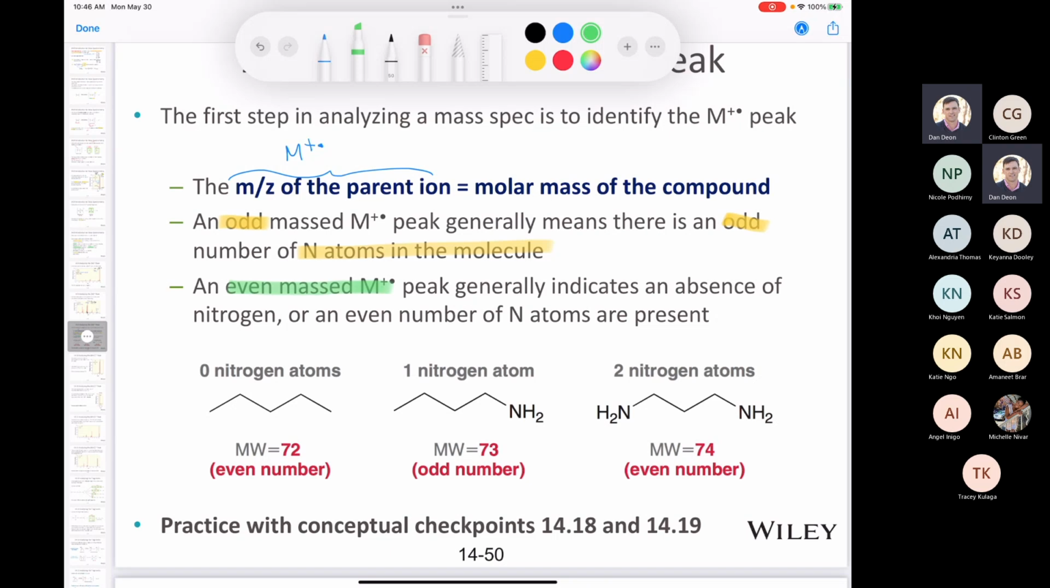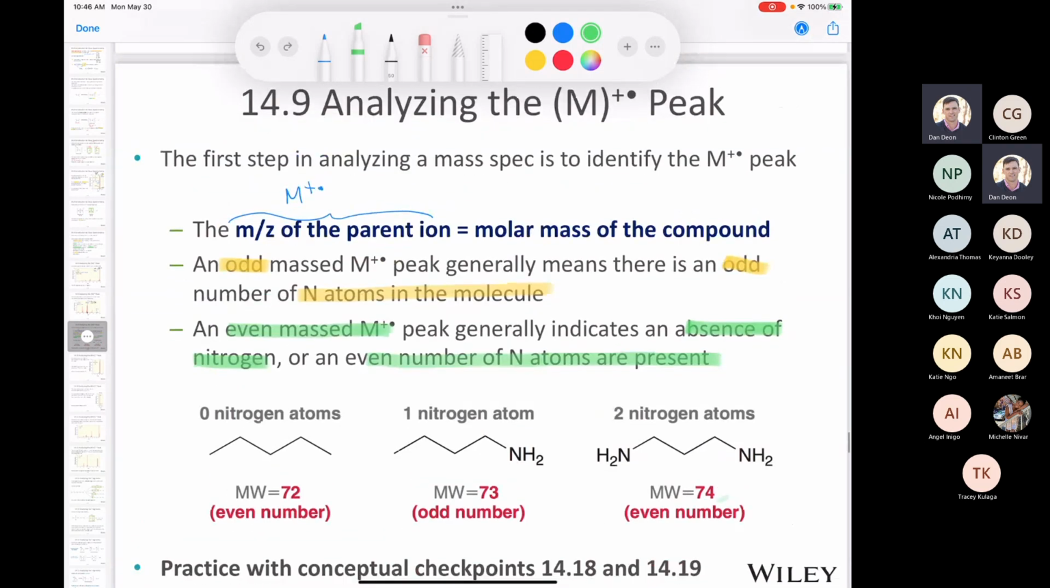If you have an even massed molecular ion, it generally indicates one of two things. Either there's no nitrogen, none, or an even number of nitrogens. So since we have an even number of nitrogens, we end up with an even mass. And this is called the nitrogen rule, is what I call this. So let's call this whole thing here the nitrogen rule. And this is a rule you've got to know. It comes up over and over and over in organic chemistry. Every time we look at a mass spectrum, we always talk about the nitrogen rule.